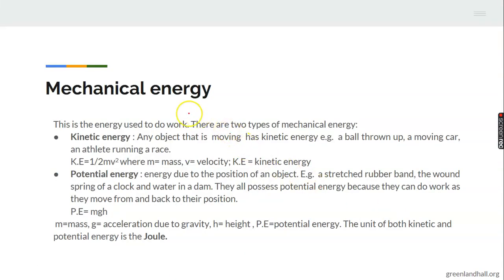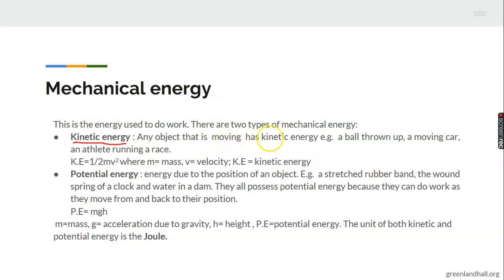So we talk about mechanical energy now. This is the energy used to do work. There are 2 types of mechanical energy. The first one is kinetic energy. When you talk of kinetic energy, you are talking of any object that is moving.